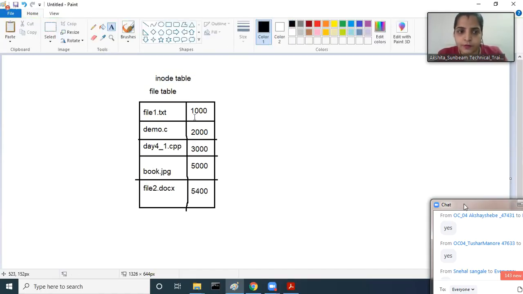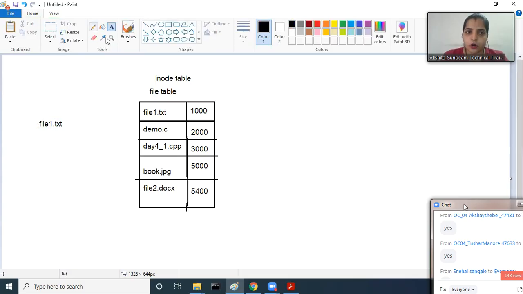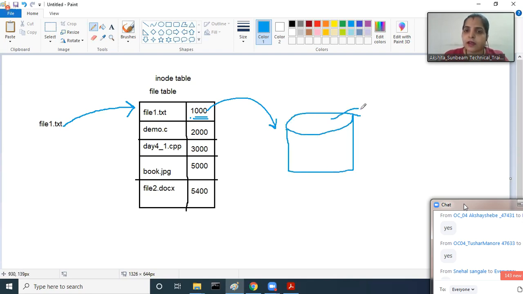Okay. So suppose in my machine, I am requesting file1.txt. Your operating system will check, do I have an entry for file1.txt? Yes. Do I have information about it to fetch this from the disk into the main memory? Yes. Then it will go to the disk. It will take your file from the disk and then load it into the main memory.